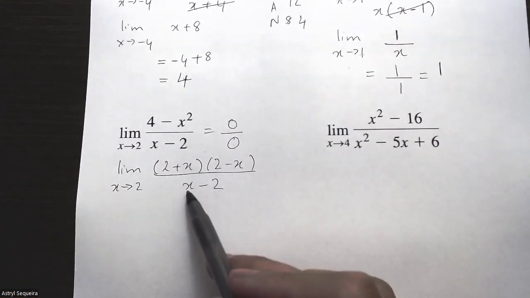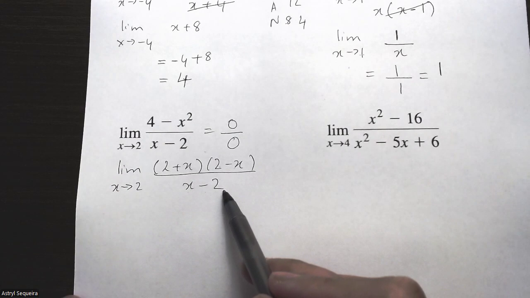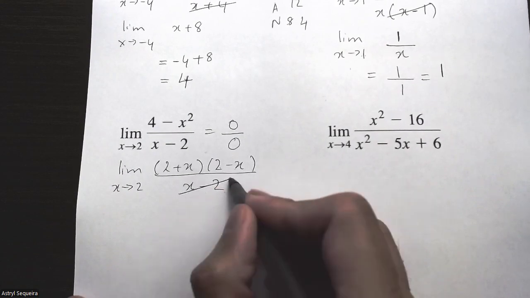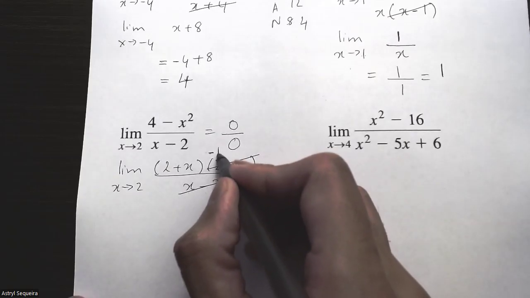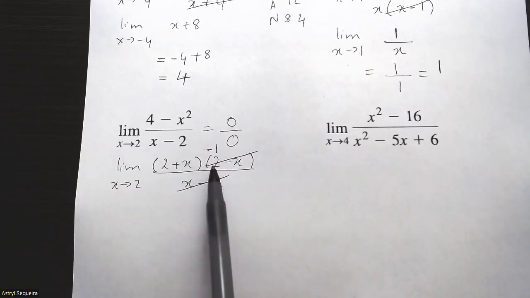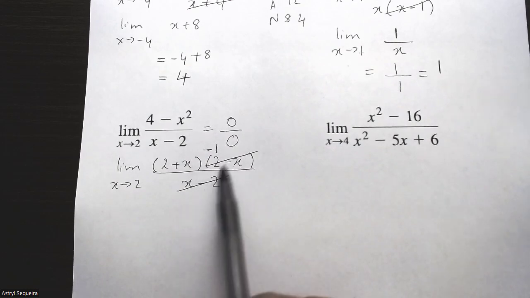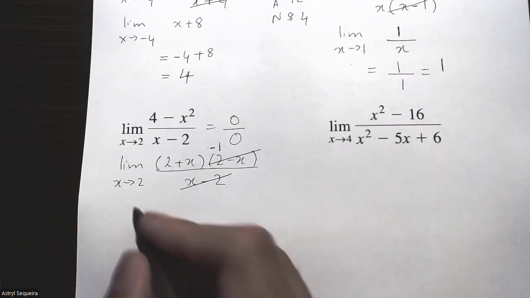Now, 2 minus x and x minus 2 are not exactly the same. When I cancel them, I'll be left with a negative 1. That's really important to remember because these two are not identical. They are the negatives of each other. So when you cancel them, you're left with negative 1.